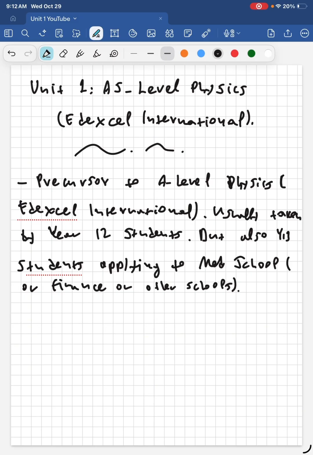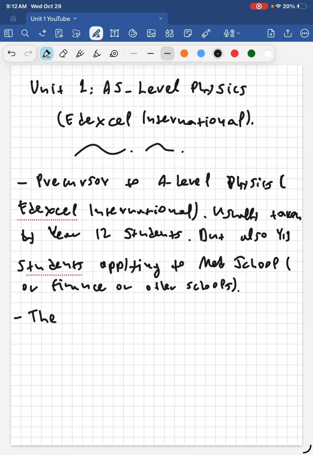And this is the first advanced level physics that students take. That's why it comes in year 12, because usually in years 10 and 11 you take the IGCSE, I think it's called, level physics by Cambridge or other institutions. So this is the first advanced level course.